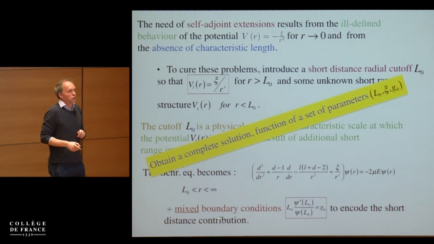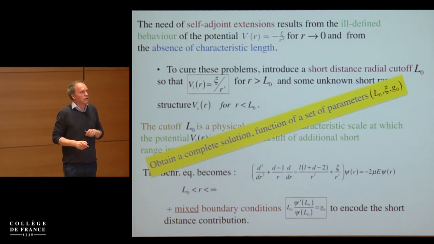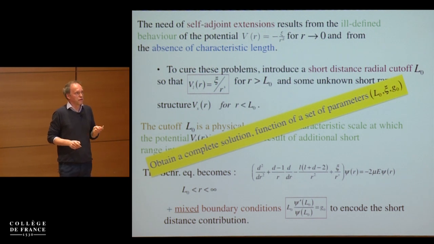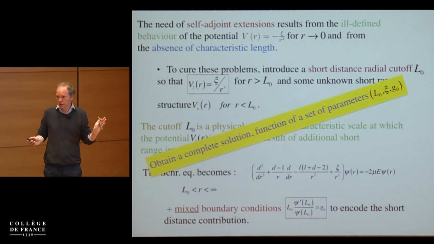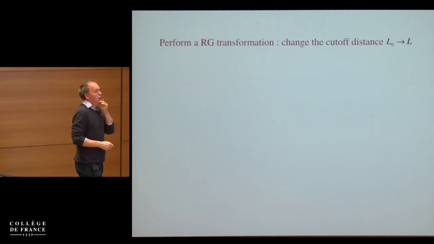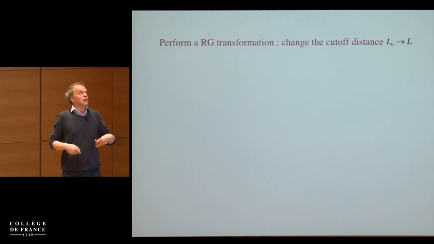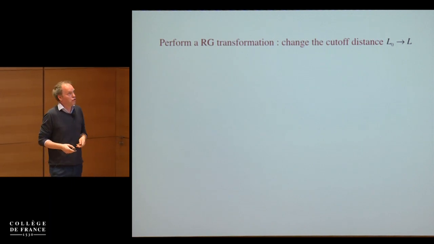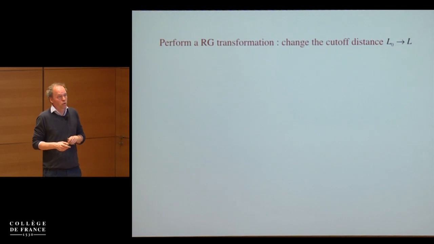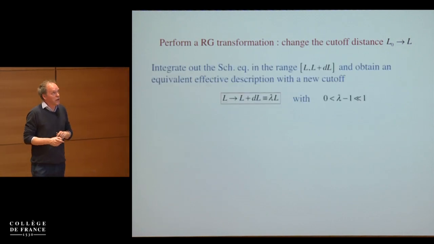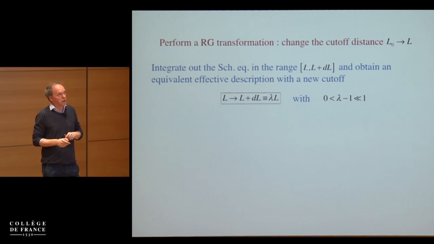Okay, now, once you have this, you get a complete solution of the problem. And this complete solution is a function of the set of parameters that I just defined, which is this cutoff scale L0, the strength of the potential, which is xi, and this G0, which is here. Everything is well defined now. Okay? So now, next step, I want to make a renormalization group transformation, meaning that I want to change the cutoff distance from L0 to some L. Okay? And I want to integrate out all the distances that are between this L and L plus some dL, and obtain an equivalent effective description, but with a new cutoff that now I call lambda L, whatever lambda is. Okay?